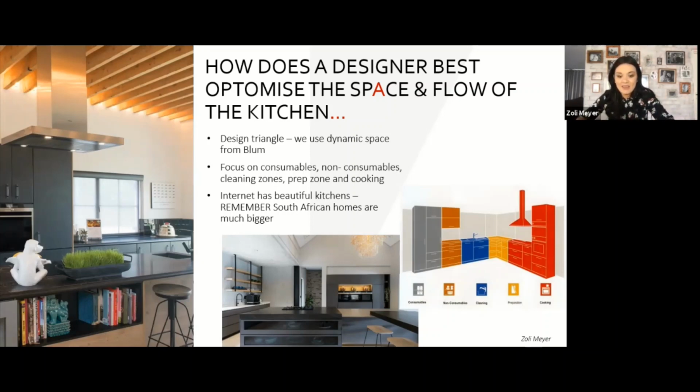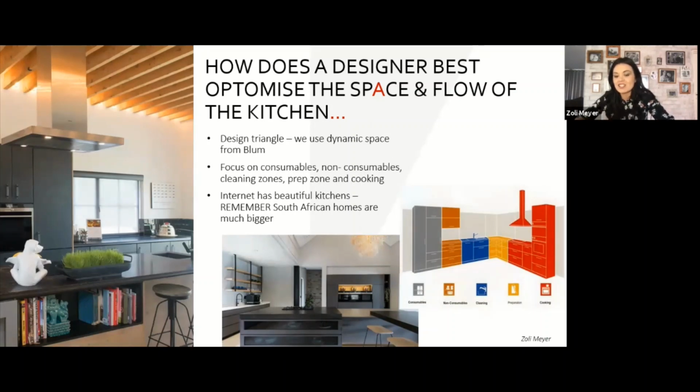And then I've got the picture at the bottom here of a kitchen we've just done in South Downs, to just show you how big South African kitchens are. So you've got your big kitchen, but we have pantries and laundries in a separate room. Some clients have cold rooms, so your space is a lot more.